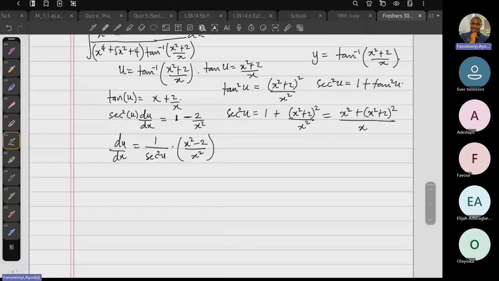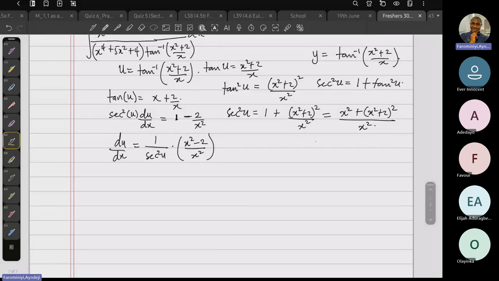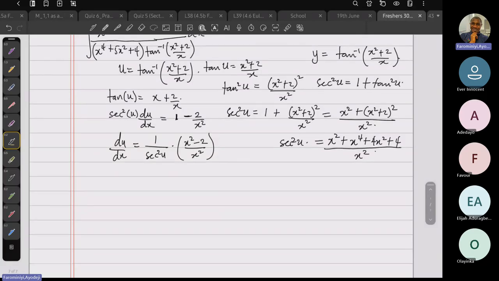As a matter of fact, I can expand that numerator to be x squared plus x raised to power 4 plus 4x squared plus 4. Can you see where I'm going? All over x squared. So if this is sec squared u, then 1 over sec squared u will be x squared over x to the power of 4 plus 5x squared plus 4.